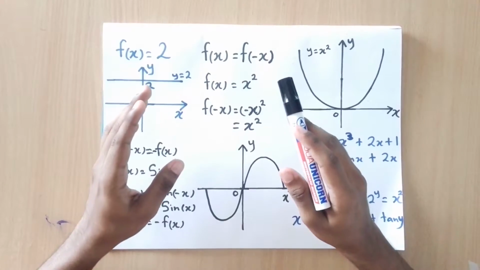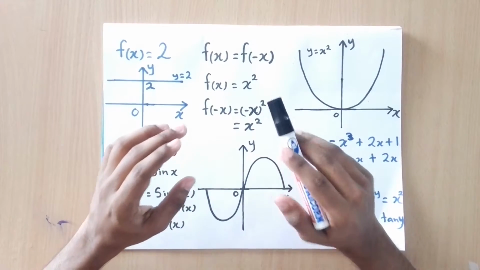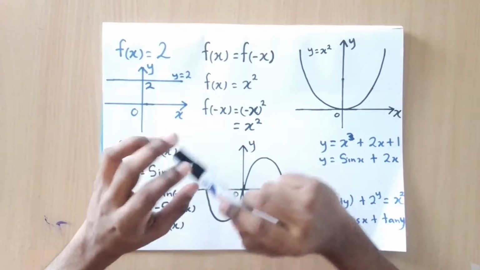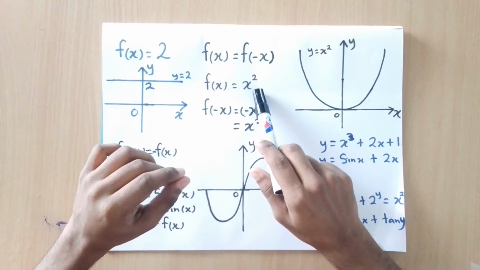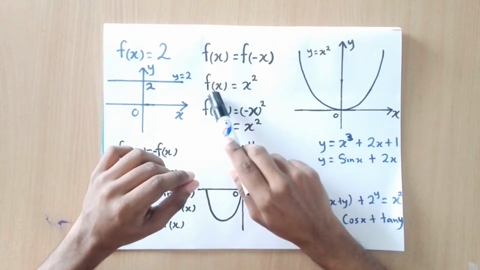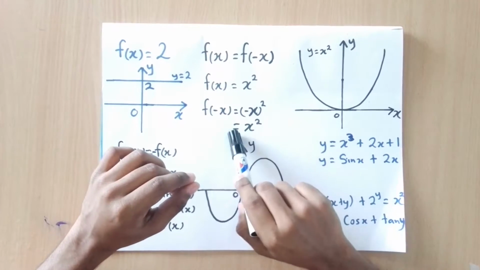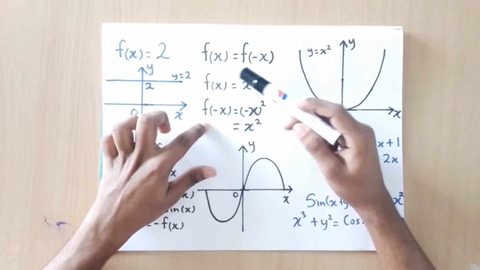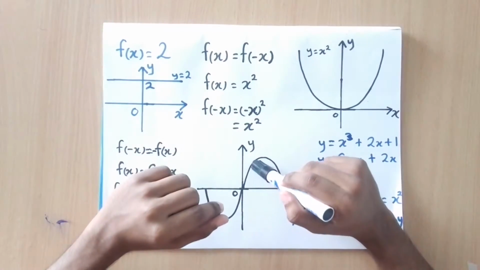Next, let's look into an even function. A function is said to be even if f(x) = f(-x) is true. For example, let's take the function f(x) = x squared. Now let's find f(-x). So we substitute -x into this equation. That would give us (-x) whole thing squared. Finally, we end up with the answer x squared. So we can see f(-x) and f(x) are equal. So this is an even function.